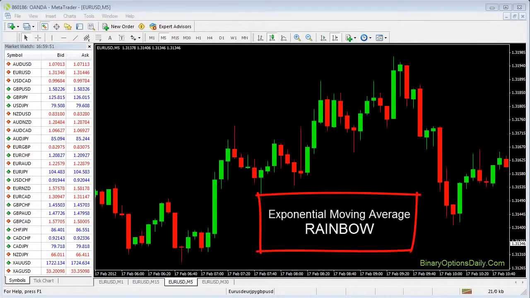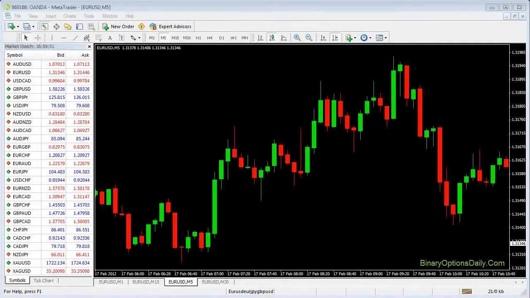The exponential moving average rainbow. It's a little bit of a long name, but could produce some amazing results. So let's see how you like it after I explain it a little bit. So let's go ahead and get started.